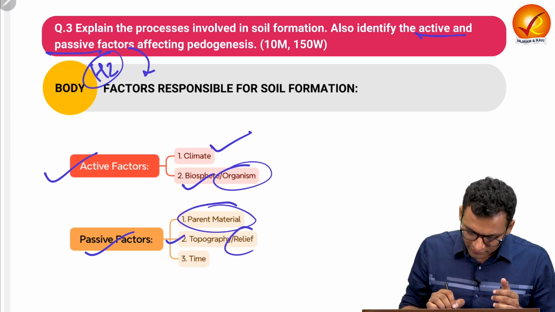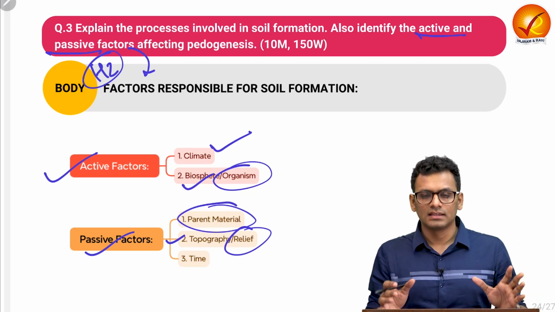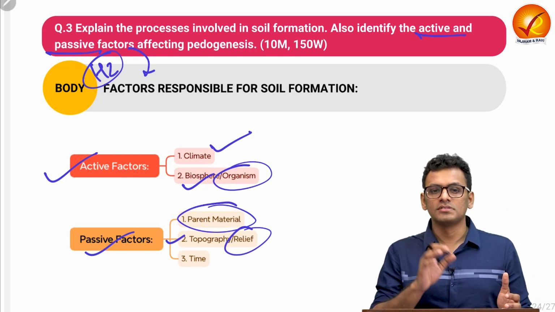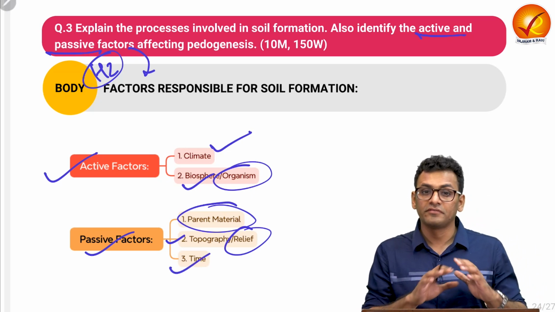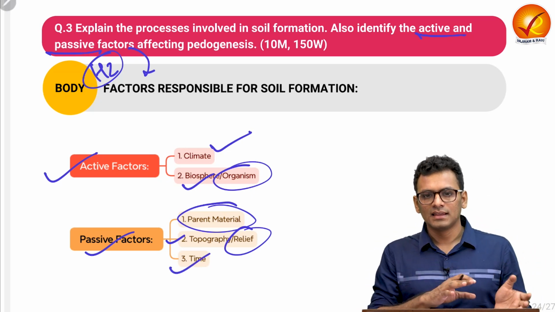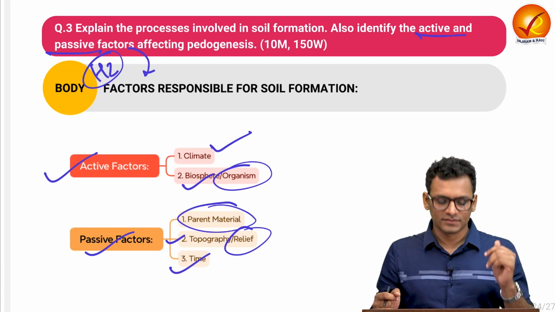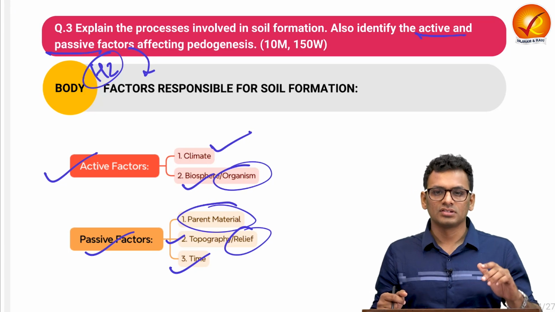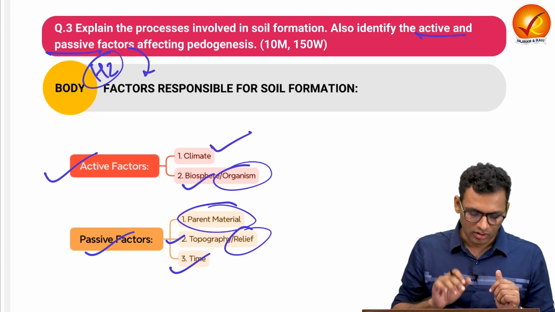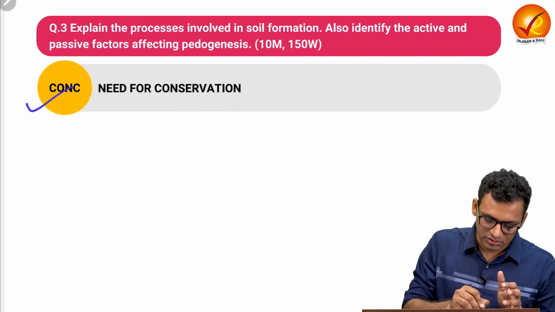The next is topography and relief, which is around the area where the soil is located. It also plays as a passive factor. And lastly, with time, we have seen how different processes can impact the formation of soil. So these are the kind of factors you can incorporate for the soil formation heading of this body of question number 3. Let us look at the conclusion.